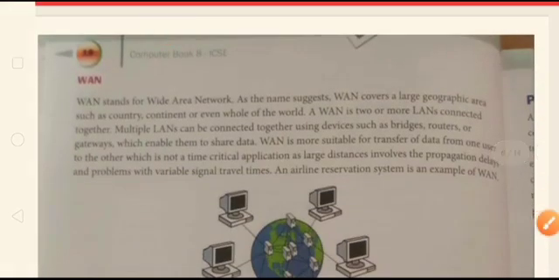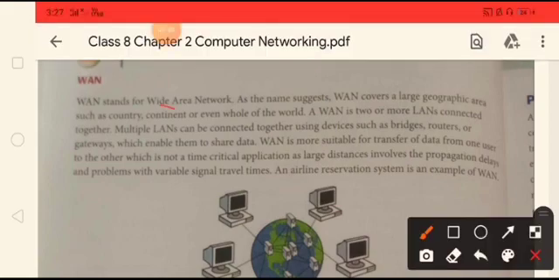Now next one is WAN. WAN stands for Wide Area Network. As the name suggests, WAN covers a large geographical area such as a country, continent, or even the whole world. A WAN is two or more LANs connected together. Multiple LANs can be connected together using devices such as bridges, routers, and gateways, which enable them to share data. WAN is more suitable for transfer of data from one user to the other, which is not a time critical application, as large distances involve propagation delays and problems with variable signal travel times.